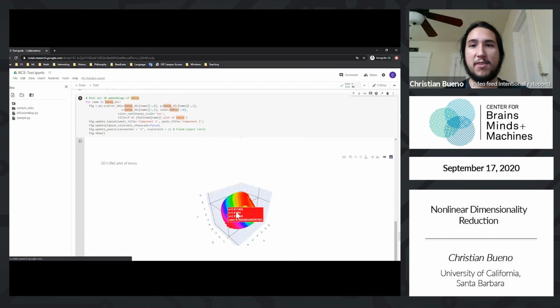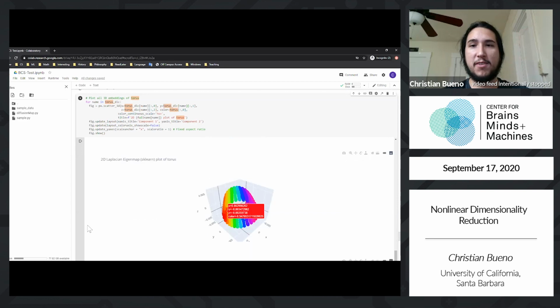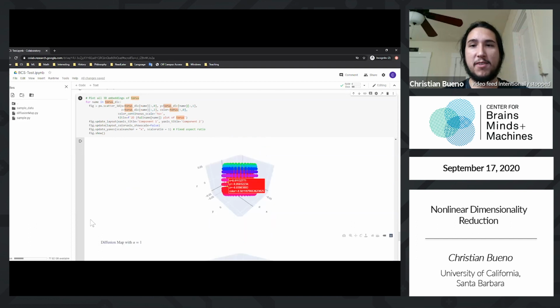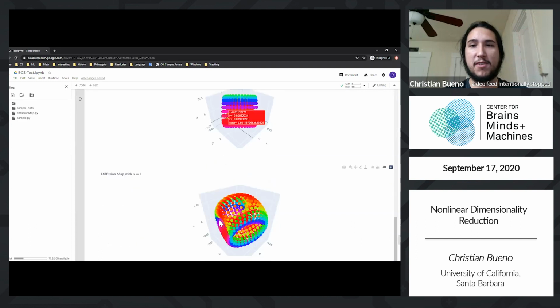T-SNE did something interesting. It did this really strange but interesting folding of itself. Laplacian eigenmaps didn't do much. Diffusion maps with alpha equals 0 didn't do much. And then diffusion maps with alpha equals 1 did something similar to T-SNE.